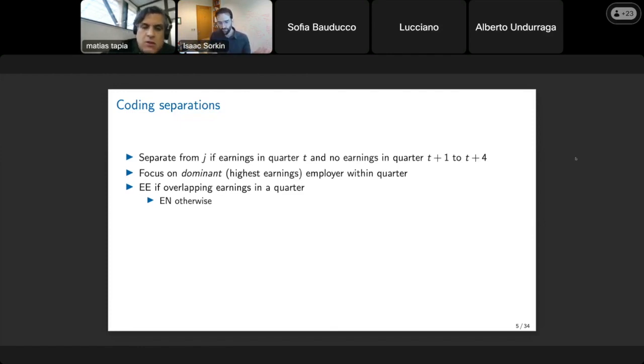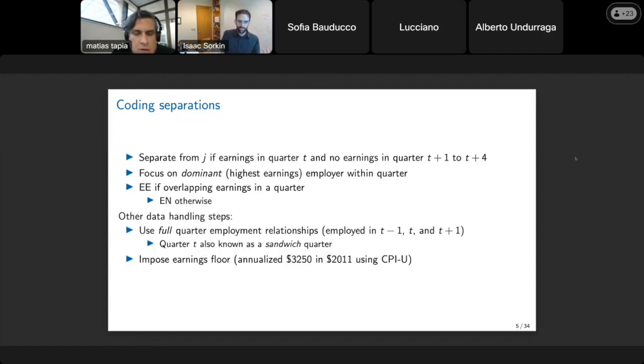But if you work with matched employee data, you know that there exist workers with complicated employment histories. So I'll focus on the employment relationship from which the worker is earning the most money in that quarter, the dominant relationship. And then I'll label a transition as employer to employer, EE, if there are overlapping earnings in a quarter, and employer to non-employment, EN, otherwise.